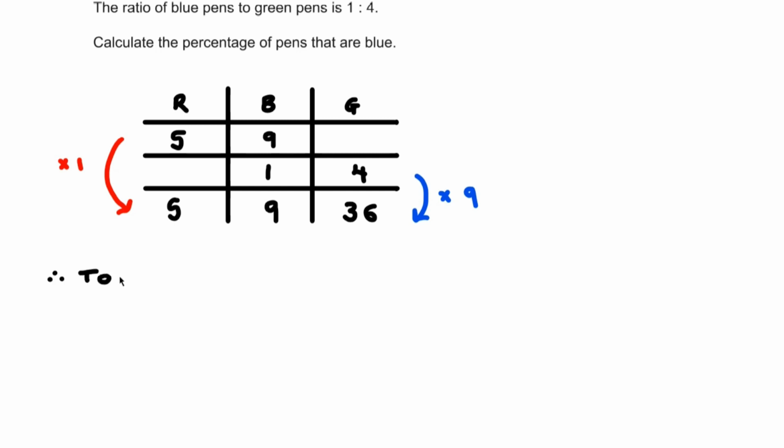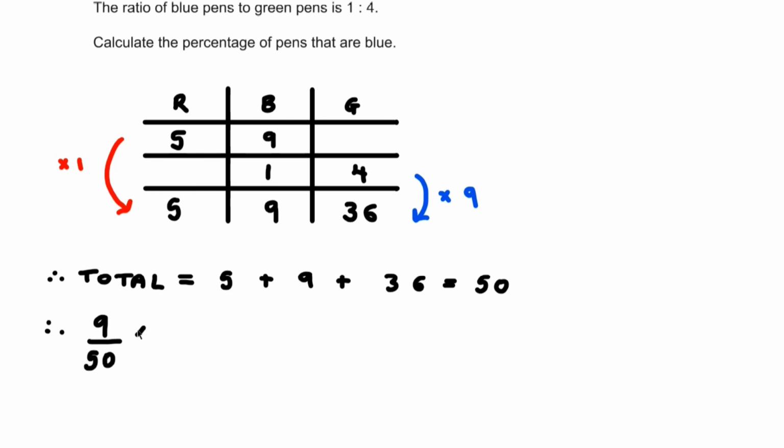The total is 5 plus 9 plus 36. So if I work out what this is, I have a total of 50. So therefore, for the percentage that are blue, I've got 9 over 50. And if I multiply this by 100, I get 18%.